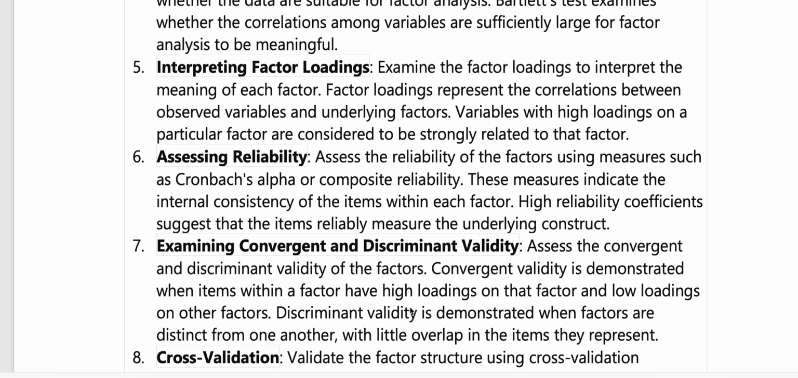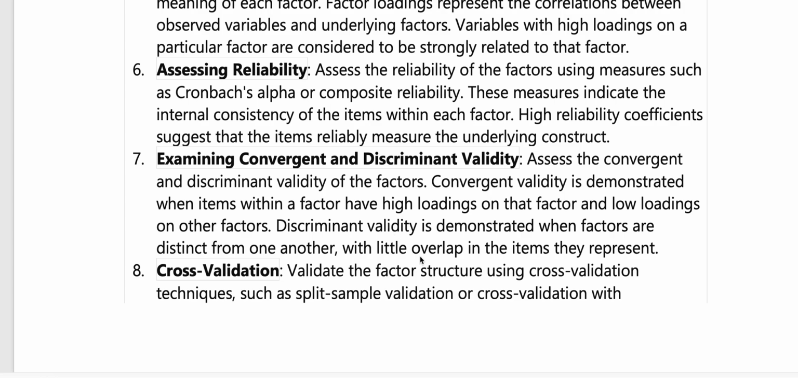The sixth step is assessing reliability. Assess the reliability of the factors using measures such as Cronbach's alpha or composite reliability. These measures indicate the internal consistency of the items within each factor. A high reliability coefficient suggests that the items reliably measure the underlying construct.